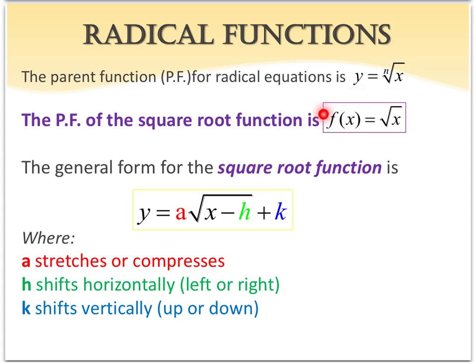So all the transformations that will occur will start with the parent function. Now, y equals a times the square root of x minus h plus k is the general form for the square root function. A is going to represent a stretch or compression. So anytime that a is bigger than 1, that's going to be a stretch. And if a is between 1 and 0, that's going to be a compression. Now, if there's nothing in front of the radical, that means a is 1, and I have no stretch or compression. Or if we see a negative in front of the radical, remember that means that we have a reflection over the x-axis.